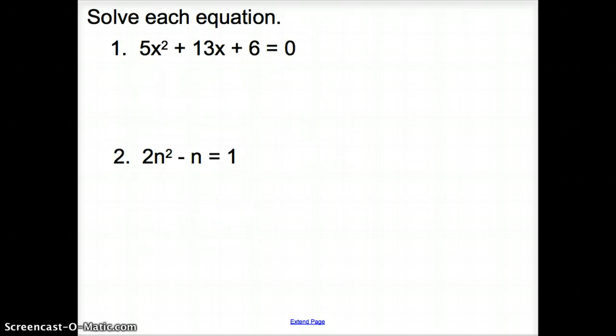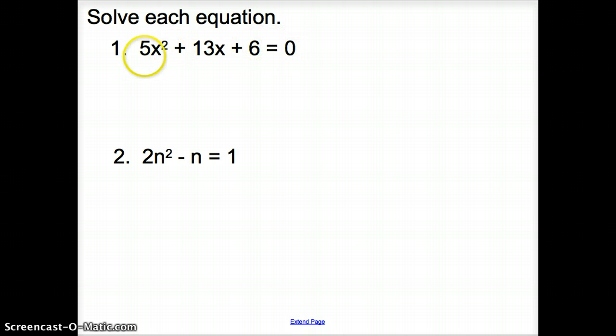Now for today's stuff, we're actually going to solve. We're going to come up with an answer for x. We're not going to have factors anymore. We're going to come up with an answer for x. Now, to start, we have to check this. Does it equal 0? So we look at number 1. Does this equal 0? If the answer is yes, then we can continue.